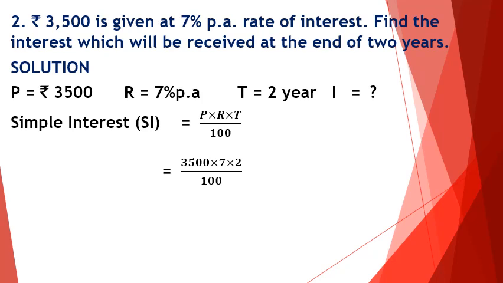Cancelling 100 from the numerator and denominator, we get the numerator as 35 into 7 into 2. Denominator is 1, so we are not writing it. While multiplying this, we get 490. Hence, the simple interest received at the end of 2 years is rupees 490.